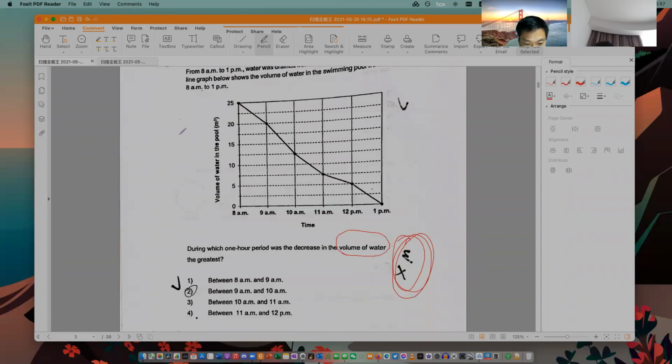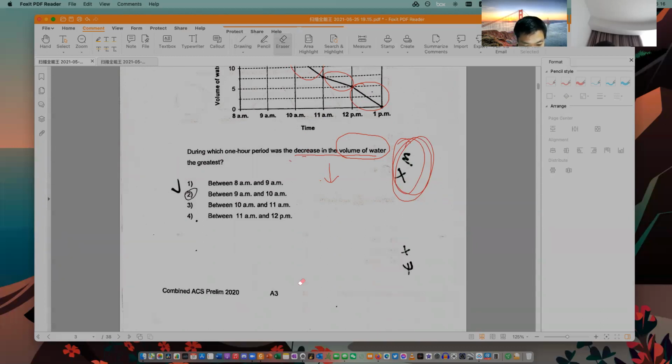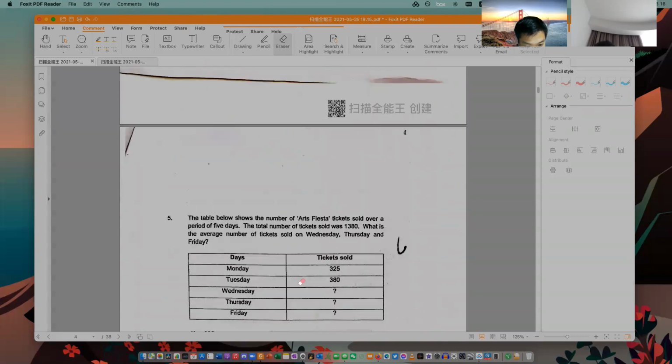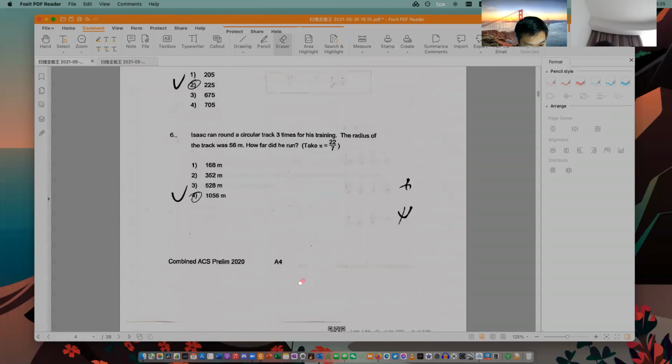Okay, so anyway, over here it says the decrease in the volume of water. So you just look at the longest decrease. In fact, it's very easy to spot in this case. They're not asking for percentage decrease, okay? They're asking for decrease, just decrease only. Okay, so just decrease only. So you just look at the steepness of the line. Okay, next.